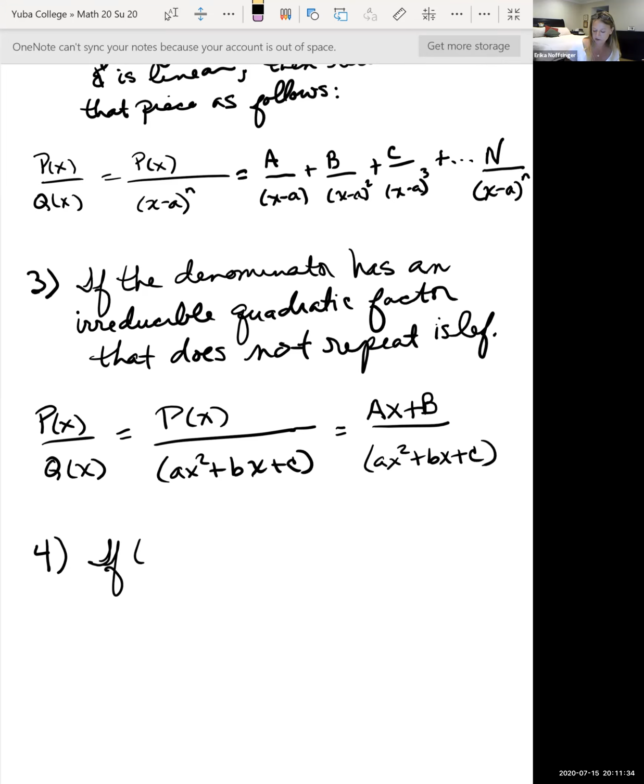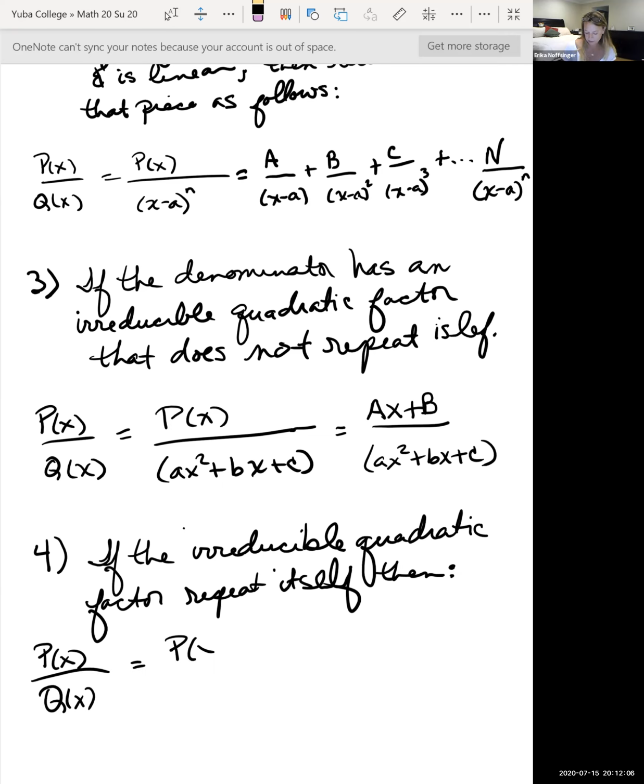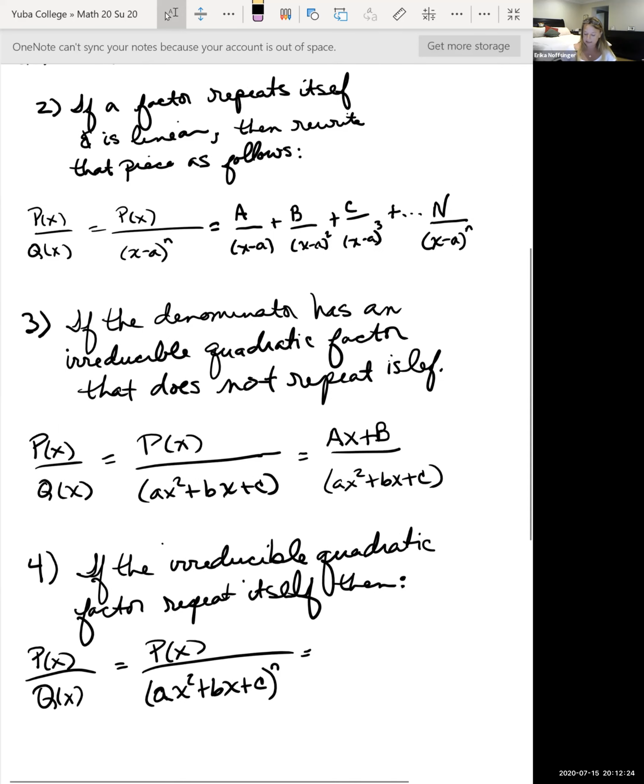So if the irreducible quadratic repeats itself, then you're going to rewrite the fraction the following way. So if we had p of x over q of x, you factored q of x and you found that you had a quadratic that was irreducible, so let's say ax squared plus bx plus c, and you had n factors of those. So kind of similarly to what we did in the one above, when the linear factor repeats itself, to rewrite this, we have to go up to how many we have, n of those repeating factors. We need n separate sums of fractions.